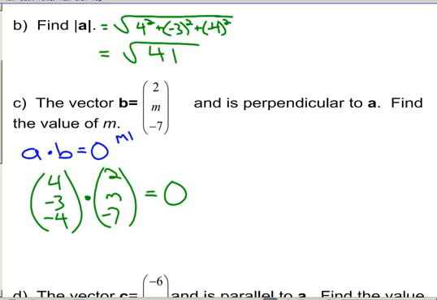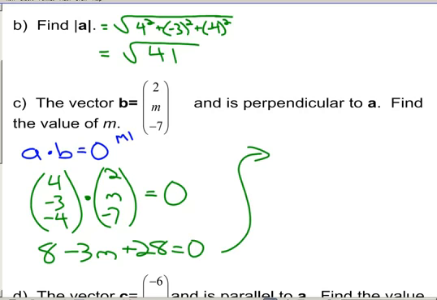4 times 2 is 8. Middle lines, negative 3 times m is negative 3m. And negative 4 times negative 7 for the last line would give us positive 28. Equals 0. Work that out. We get negative 3m equals negative 36. Divide both sides by negative 3. And we're going to get m equals 12.